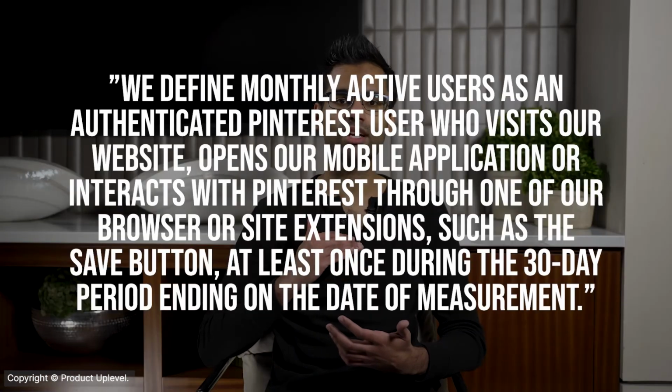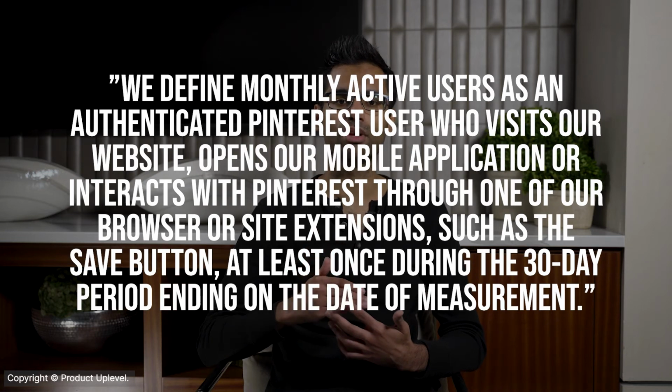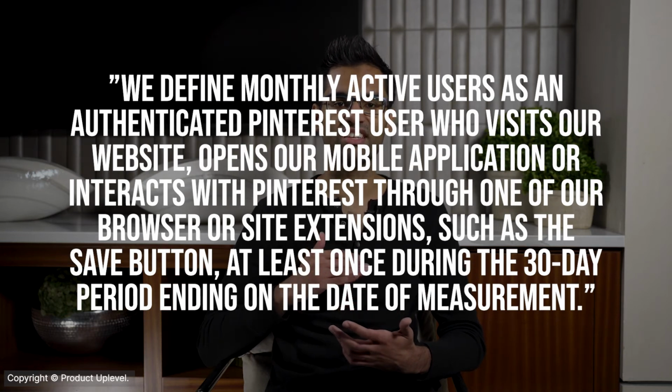Second, notice that light gray text at the bottom of this slide. It says, we define monthly active users as an authenticated Pinterest user who visits our website, opens our mobile application, or interacts with Pinterest through one of our browsers or site extensions, such as the Save button, at least once in a 30-day period, ending on the date of measurement. This is a lot of detail about who counts as a monthly active user, but it's really important. By sharply defining a metric, you can make it easier for anyone in the organization to calculate it the same way. Anyway, back to retention metrics.